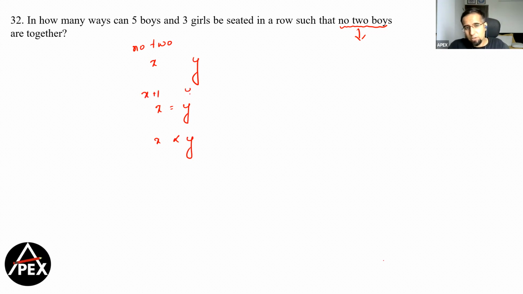Worst case, you can have X equal to Y plus 1. That will also give you an alternate arrangement somewhere. But if X is more than that, you cannot have no two vowels together. So therefore, the answer is no such way is possible.